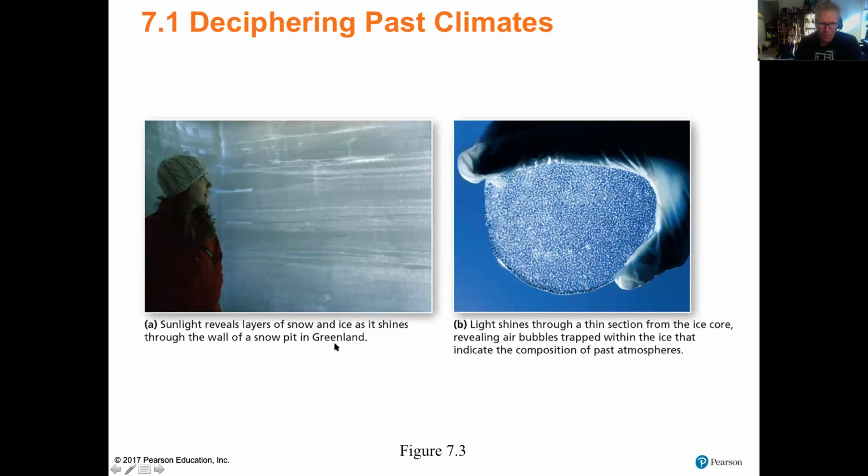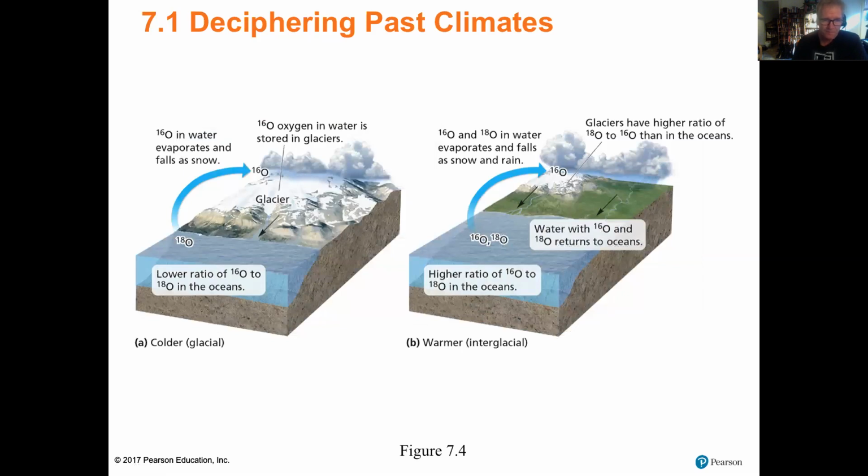This is from your book, but it gives you some idea. This is in Greenland, the snow pit. They dug this out and it gives you some idea. You can see the different layers. In this case, a sample from the ice core, and if you look carefully, you can see the tiny bubbles of air, and you can actually measure those, and it gives you an idea of the atmospheric composition back then.